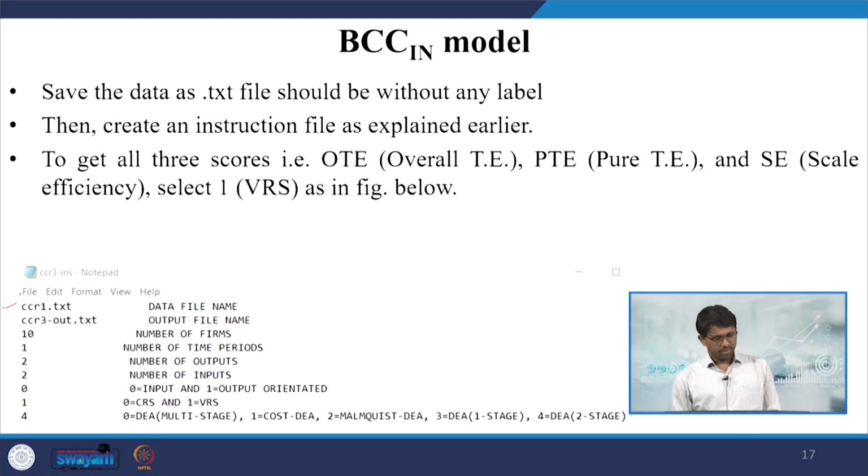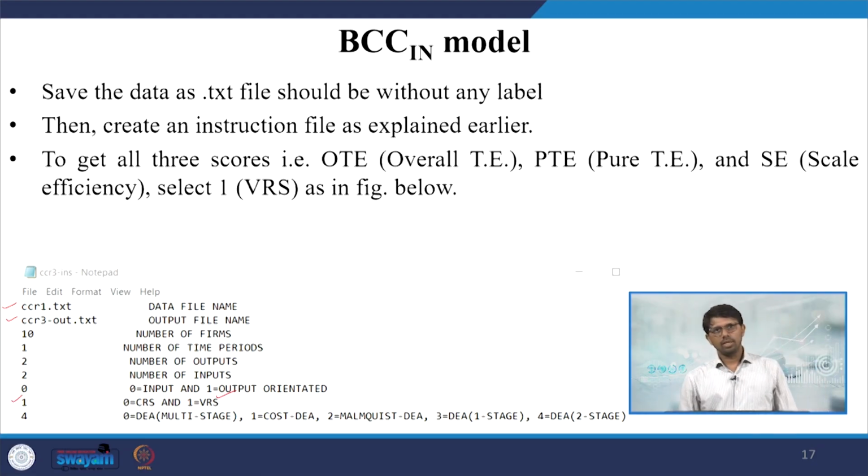Okay. And my output now I am actually changing because I wanted to show you a different result based on BCC. Hence, it is ccr 3 hyphen output.txt. This is the new file I created, and I am mentioning it in my instruction file. Another change is that we are supposed to specify it is a VRS model, rest are the same. VRS means it has to be mentioned in 1.